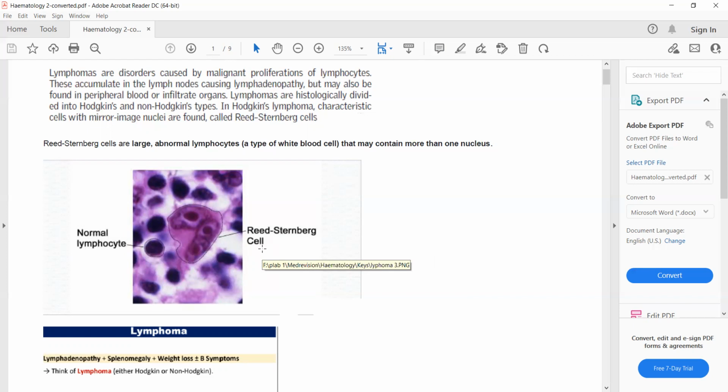In the PLAB 1 exam, they usually won't ask you to differentiate between Hodgkin and non-Hodgkin lymphoma. But still, you need to remember these Reed-Sternberg cells. If they mention Reed-Sternberg cells and Hodgkin and non-Hodgkin are both given in the options, then you will choose Hodgkin lymphoma.